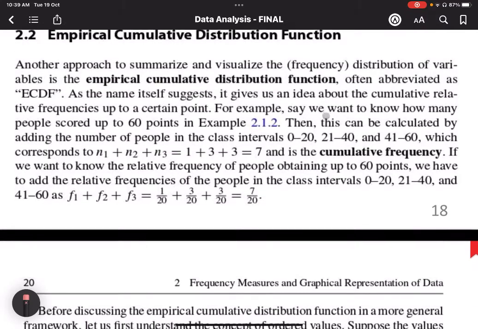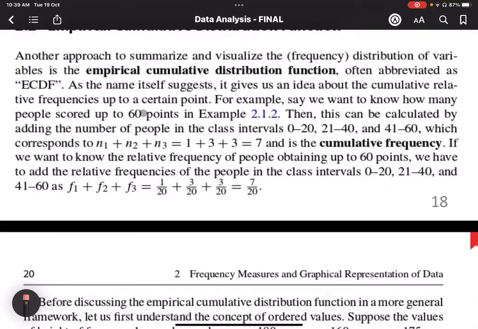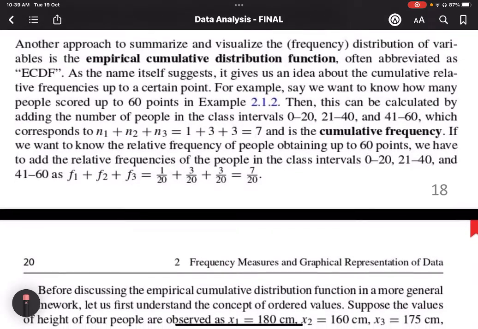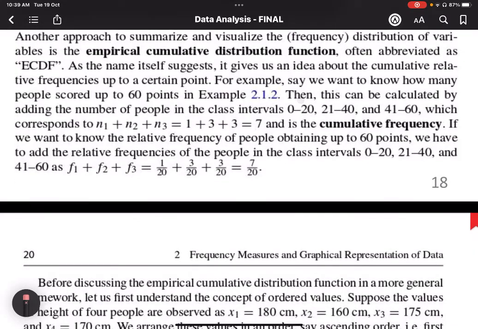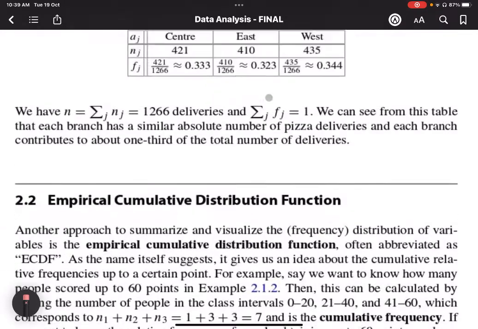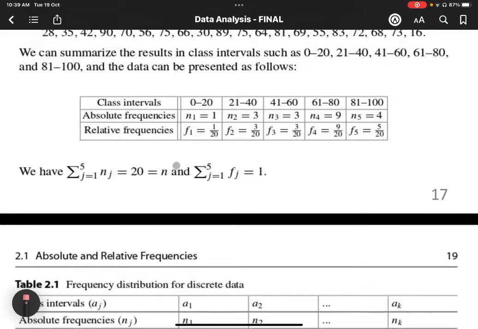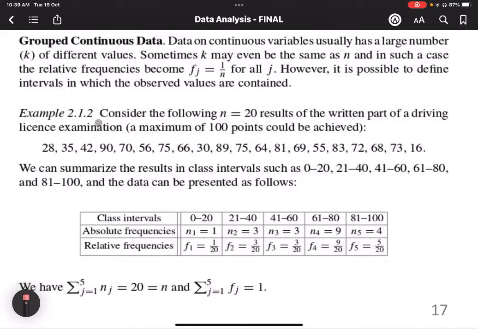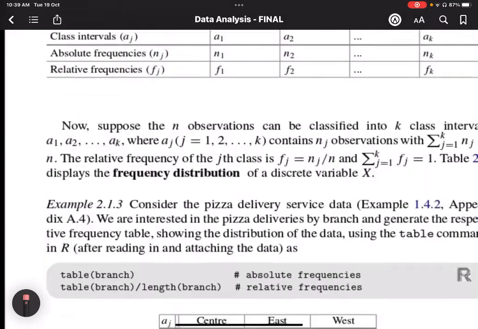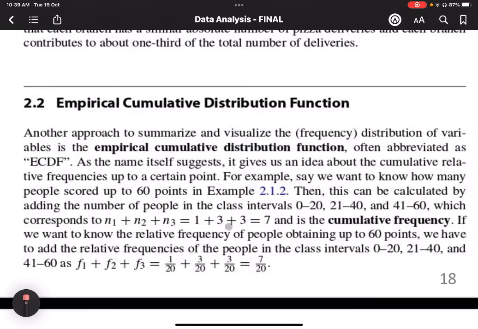So for example, say we want to know how many people scored up to 60 points. So in Example 2.1.2, this can be calculated by adding the number of people in the class intervals. Okay, so we have another groupings category. Ang ating ginamit na example, ito daw, yung 2.1.2. Yan ating gagamitin na data.